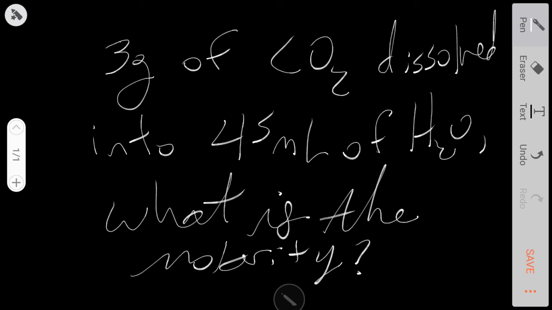Try to solve this now. Pause it, if you will. And if you have no clue, you can watch it, but try to solve this on your own. So I have 3 grams of CO2. I know right away I'm going to have to convert that to moles, and that's dissolved into 45 milliliters of H2O. That's in milliliters, so I'm going to have to convert that to liters by dividing by 1,000. And what is the molarity? So let's do it.